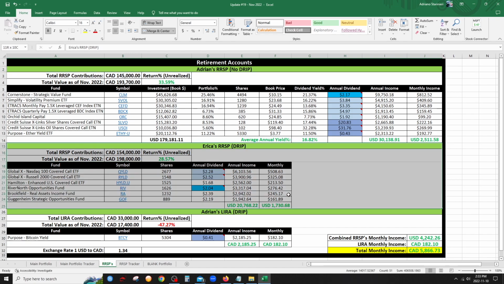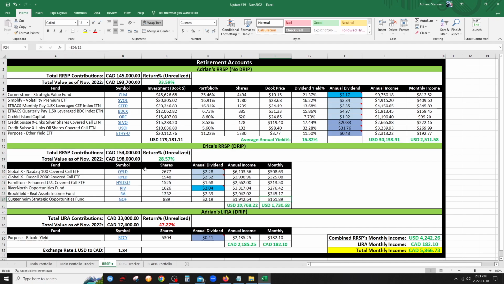But basically Erica's RSP here, I wanted to keep it simple. I wanted to keep it classic. So I have more of the regular conservative, covered call mainstream stuff like QYLD, RYLD, and HYLD. Eventually I might even swap QYLD and RYLD into HYLD, right? Because they're already in there. So I want to keep this one as simple as possible, keep it on DRIP, and just let it compound away.